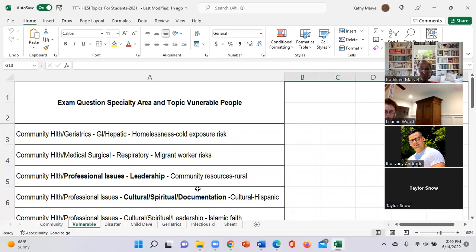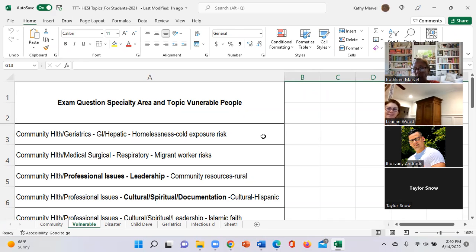Okay, I'm going to keep going. Homeless, we're in vulnerable populations now. The topic that's come up is homelessness, cold exposure risk. What do you think might be important to know about that? Well, how you're going to treat if they get frostbite or something, maybe. Is that what they're talking about? I don't know. That's for us to figure out.